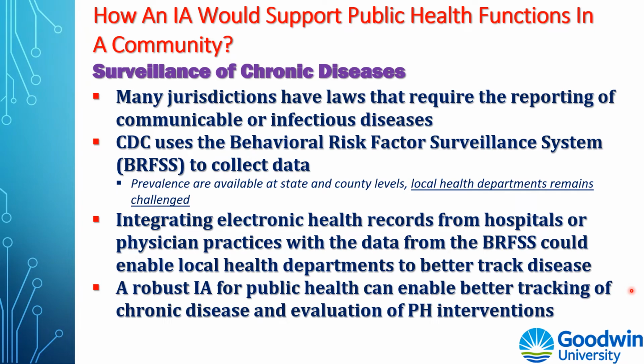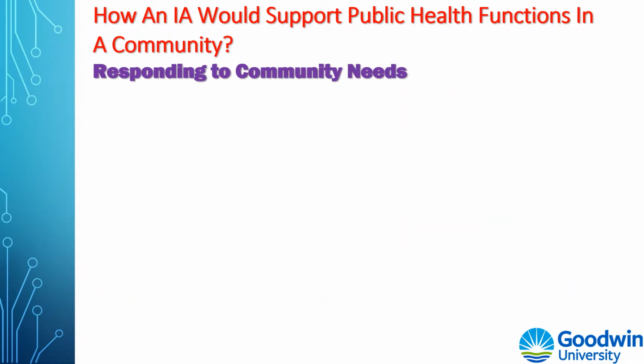So a robust information architecture for public health can enable better tracking of chronic disease and evaluation of the public health interventions, which is another important factor. So we know about something, we institute an intervention. How do we know it works? How do we know how well we've progressed? You need that information in order to know that, correct? So how do you get it? This is how you do it. If you have a robust system, it will be able to reach out to look for trends or reporting data from a lot of different sources.